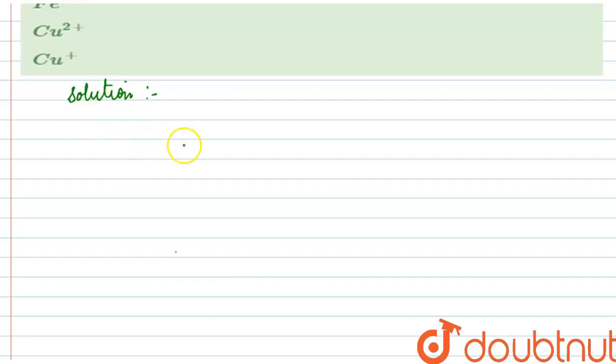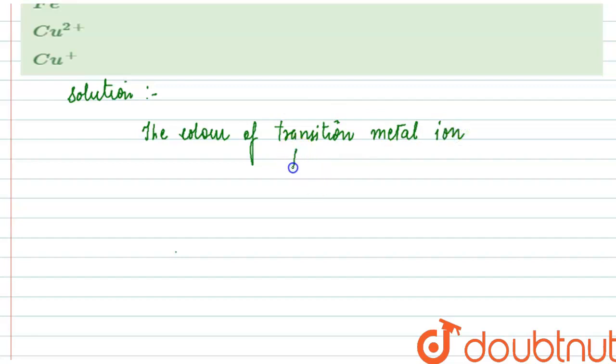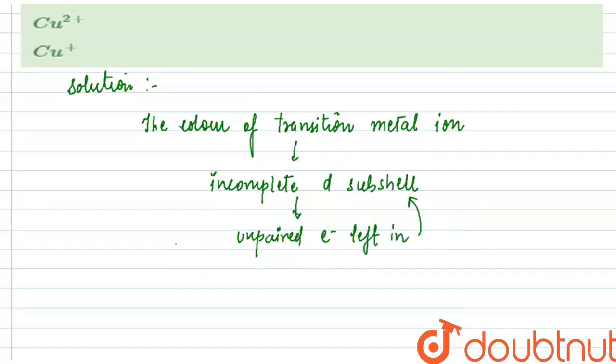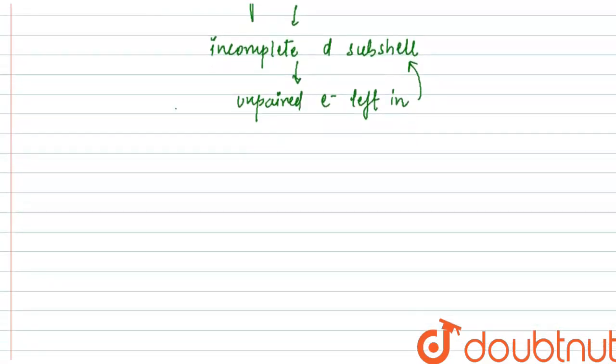Okay, so let me just write it down for you. The color of transition metal ion is because of incomplete d subshell, which means that they have unpaired electrons left in d subshell. Now what happens when we have unpaired electron left in d subshell?